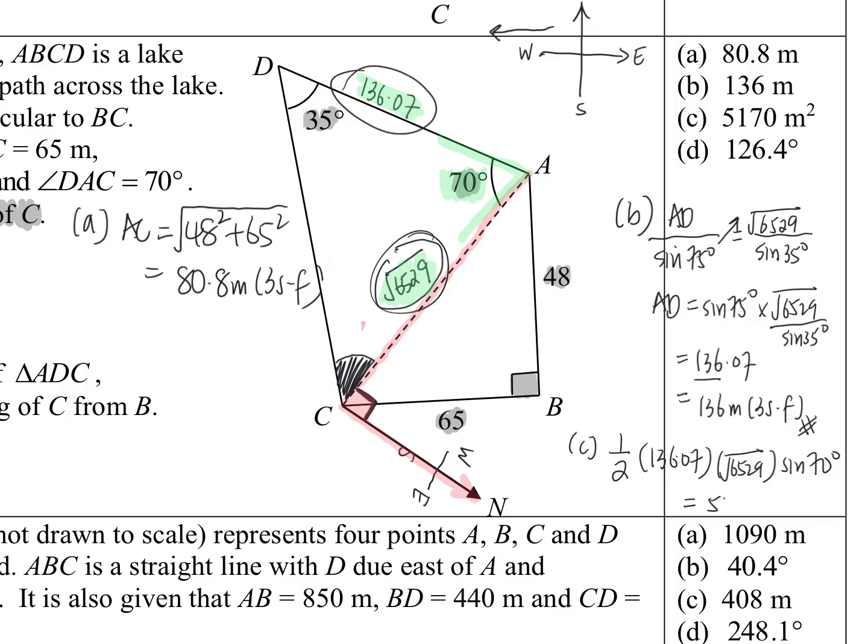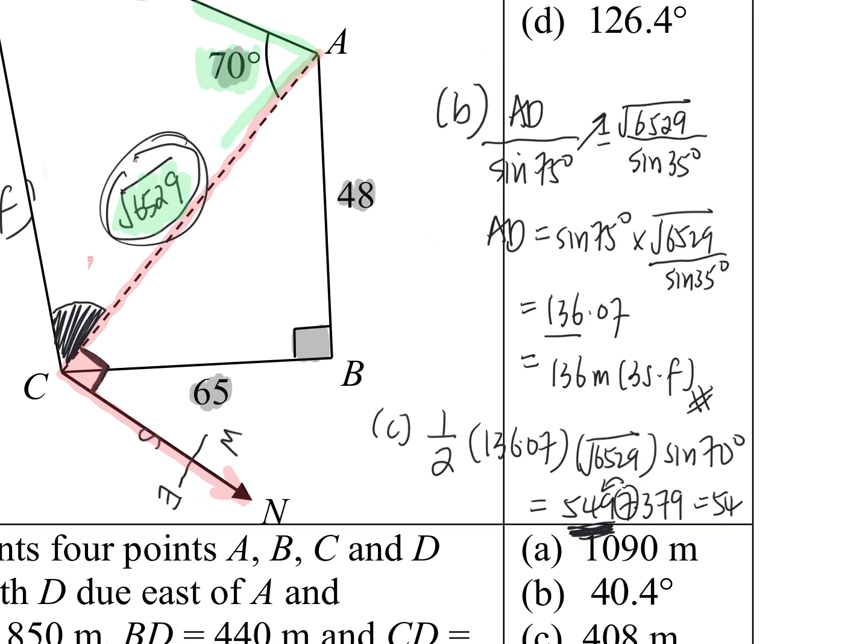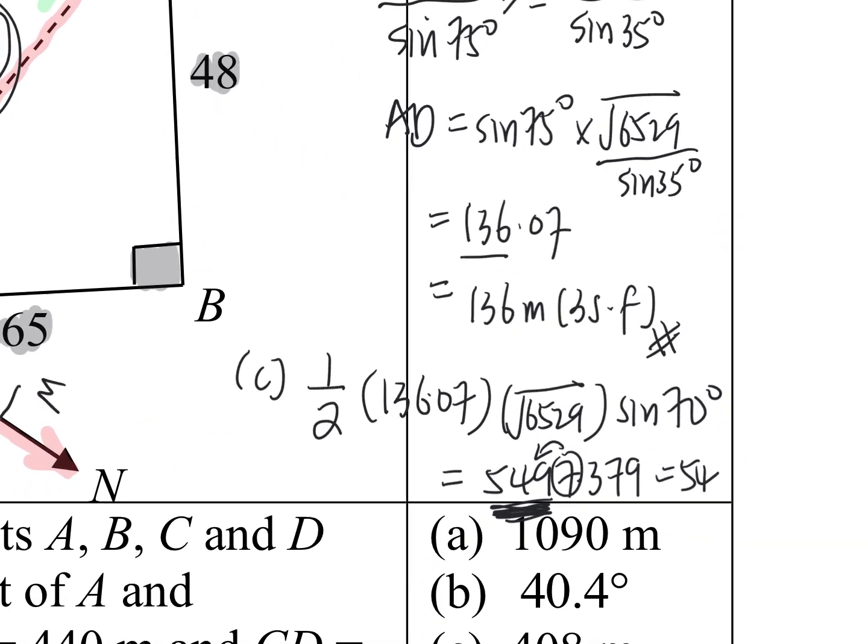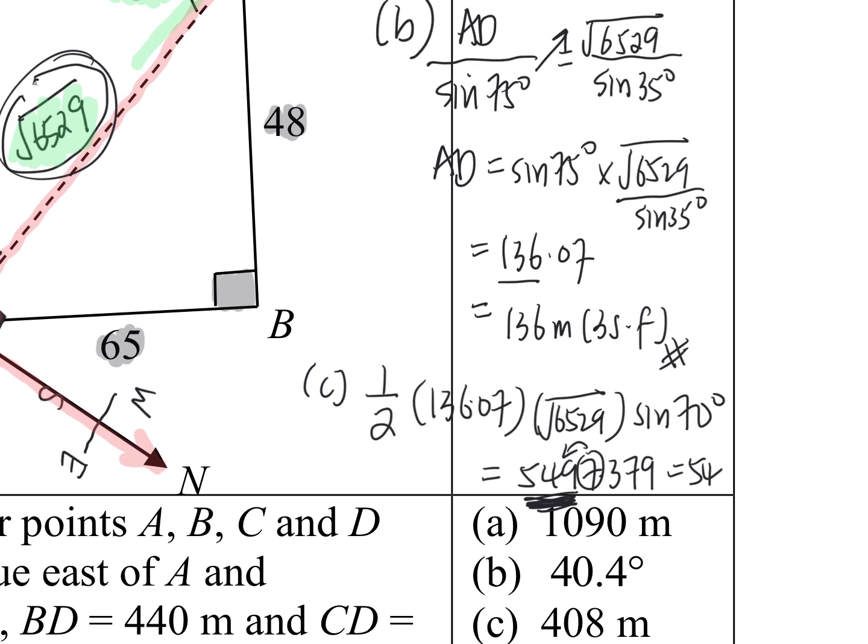Okay, you will get 5497.379. So 3SF, look at the one next door. So it's 5500. Eh? Why is the answer so different? Did I write any length wrongly? Wait. Let me check my calculation. Square root 6529. Oh, times sine 70. Okay, I missed out the sine 70. So it's 5165.8 something.